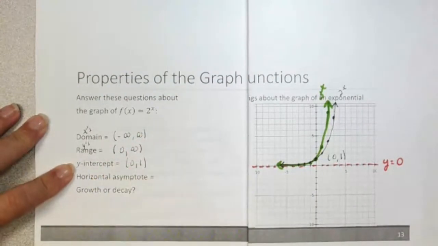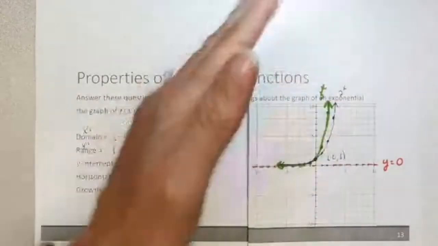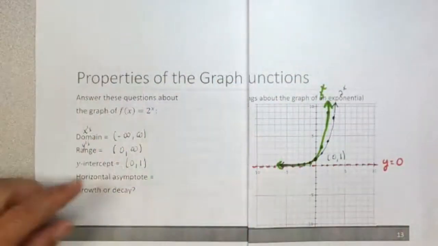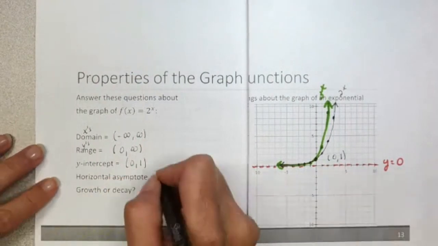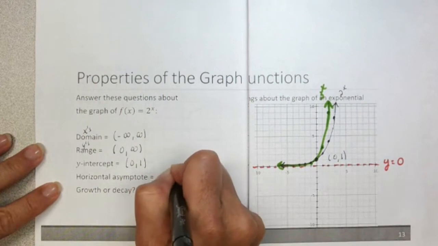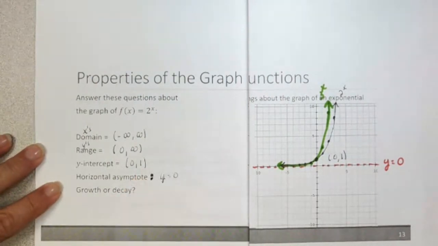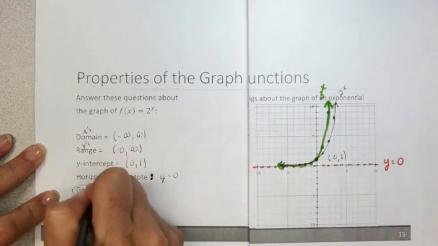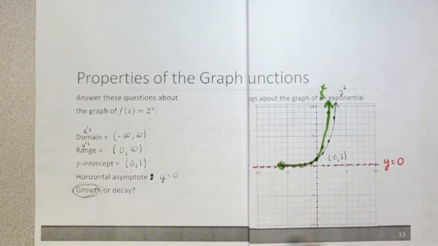It's going to be (0, 1) for all exponential functions, unless we've got a vertical shift or a horizontal shift. But when they're in their parent form like this, when they're not being shifted, they're going to share that same y-intercept. We have this horizontal asymptote. We already talked about that at y equals 0. And then the graph of 2 to the x, of course, is exponential growth because it is increasing as we move left to right across the graph.